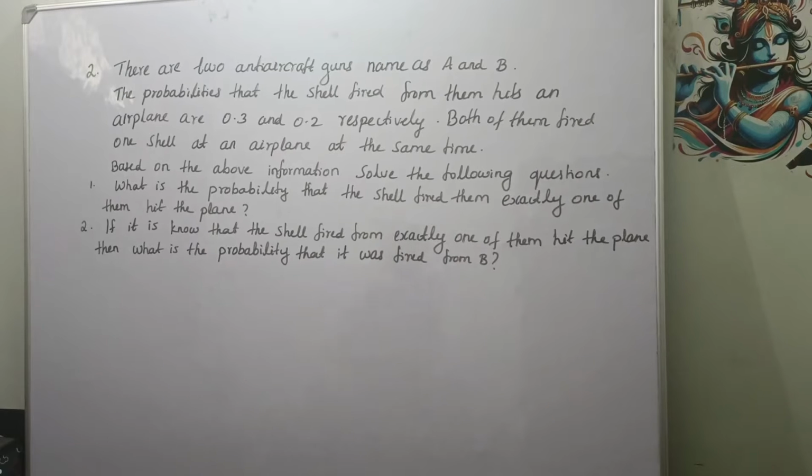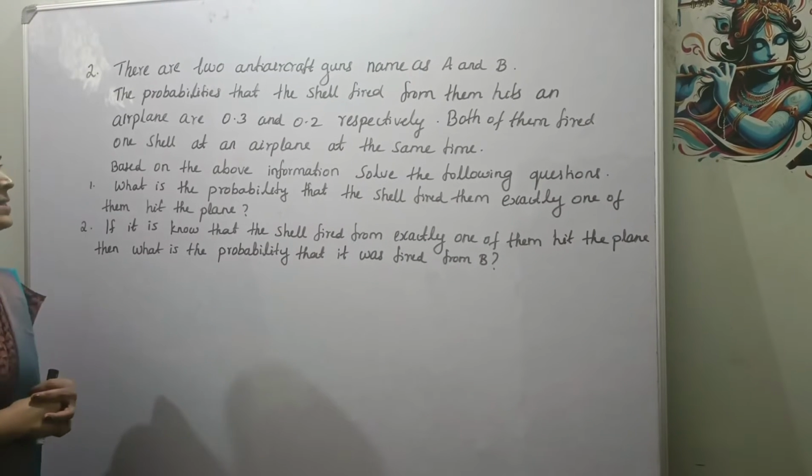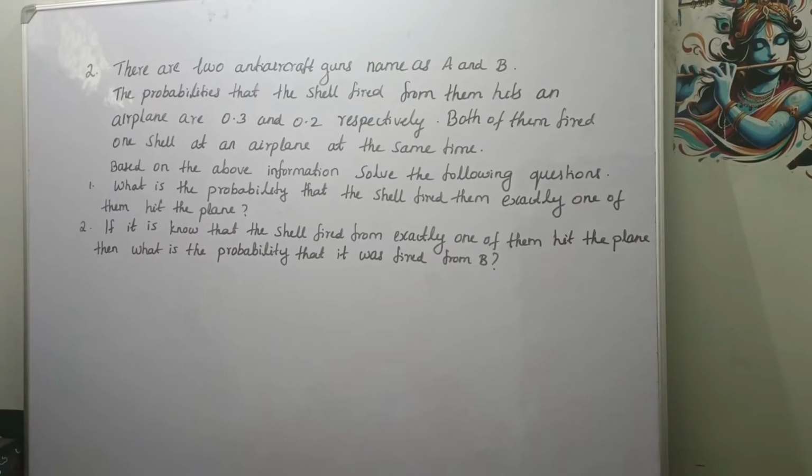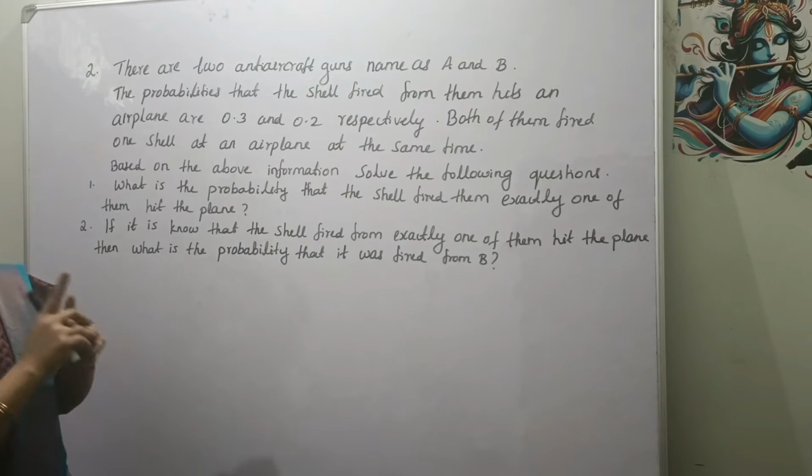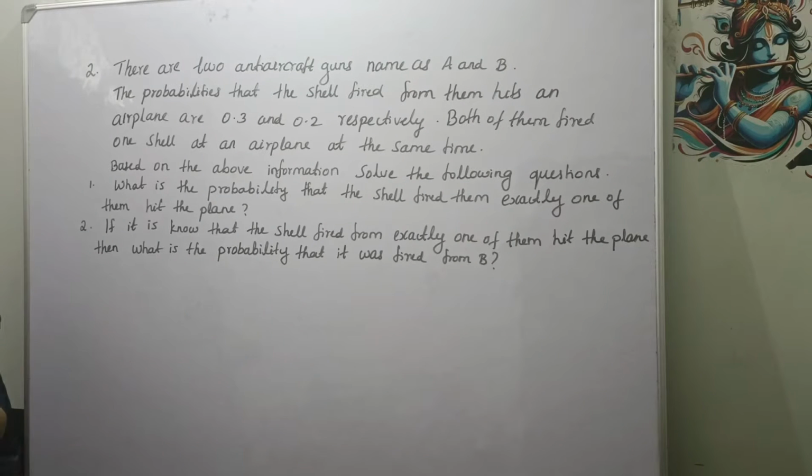Look at the next question. There are 2 anti-aircraft guns named A and B. The probabilities that the shell fired from them hits an airplane are 0.3 and 0.2 respectively. Both of them fired one shell at an airplane at the same time. Based on the above information, solve the following questions. First question: what is the probability that the shell fired from exactly one of them hit the plane?